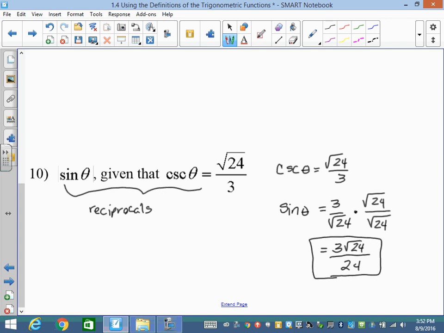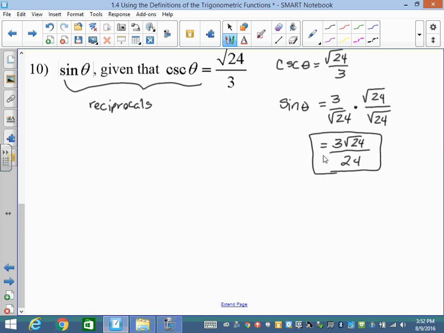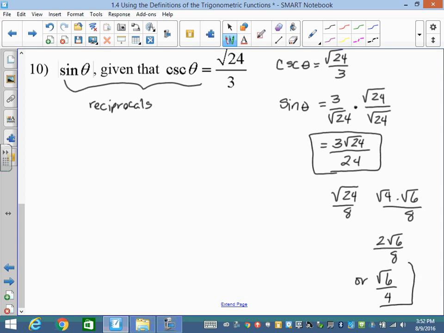And this is an acceptable answer. I do want to throw that out there. However, we can reduce what's under the radical, and we can reduce what's outside the radical. 3 goes into 24 8 times, so I have the square root of 24 over 8. And the square root of 24 is the square root of 4 times the square root of 6, all over 8, which gives us 2 square root of 6 over 8, or square root of 6 over 4. Now this is the more appropriate answer. However, since they started the problem with this, I'm okay with the earlier form being your answer. You should get in the habit of reducing at least the 3 over 24 and giving me this answer. But I'm okay with the other one.